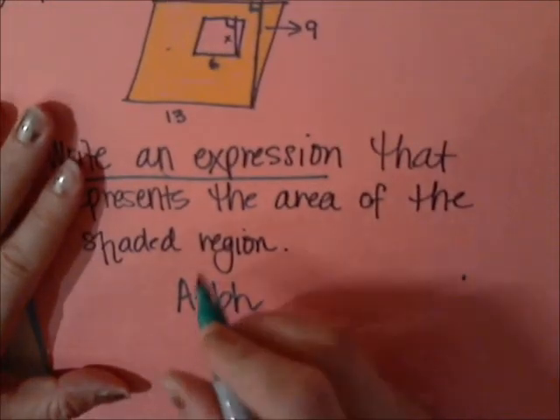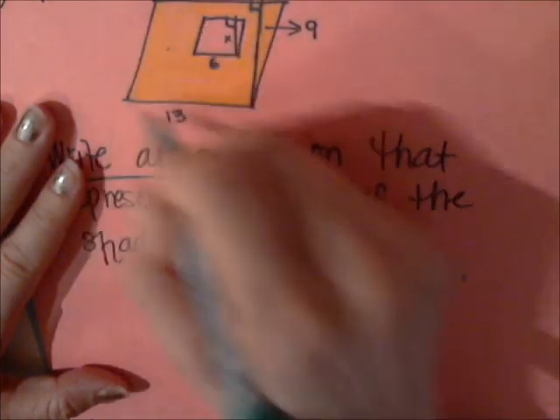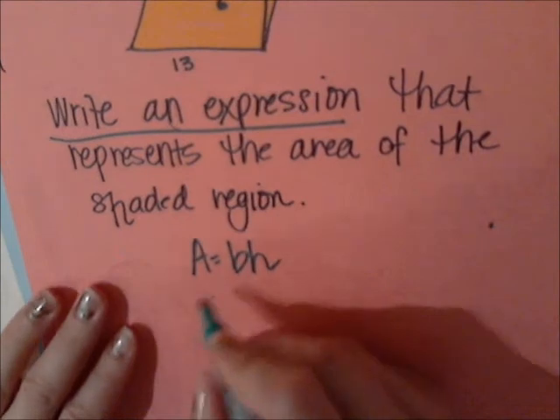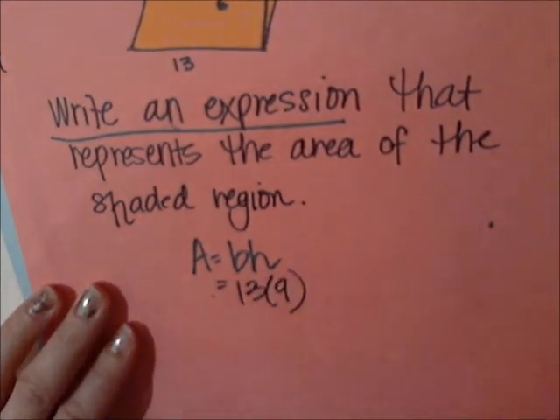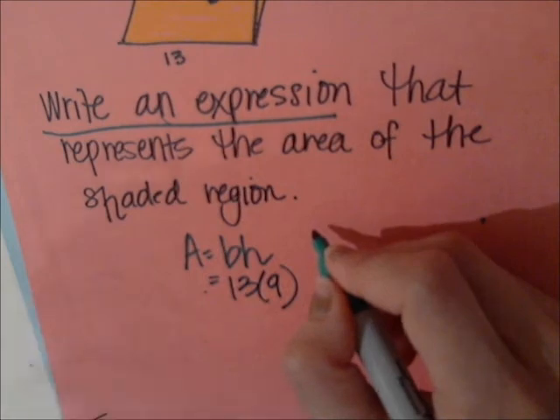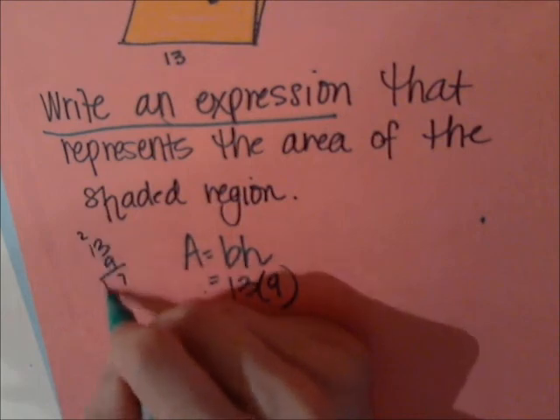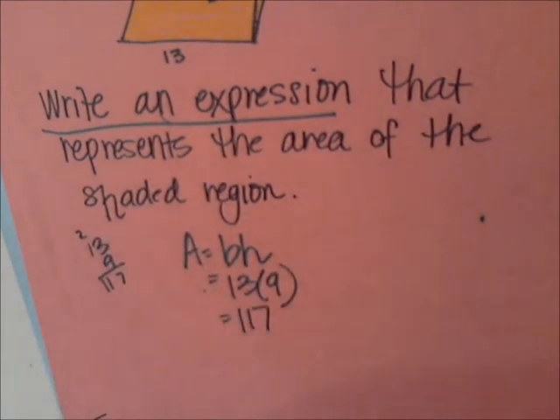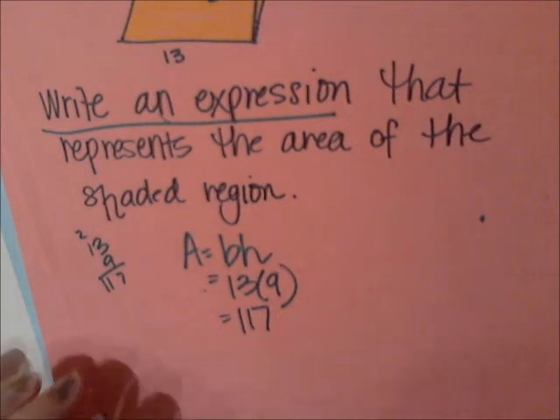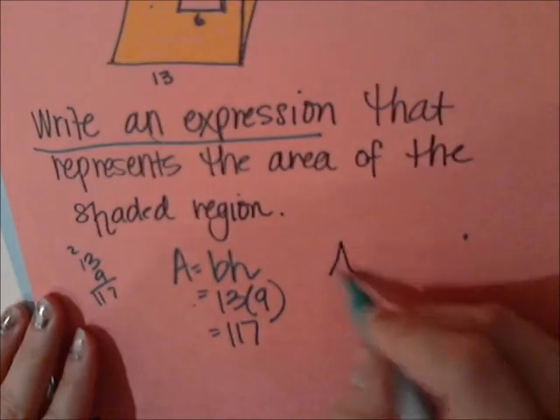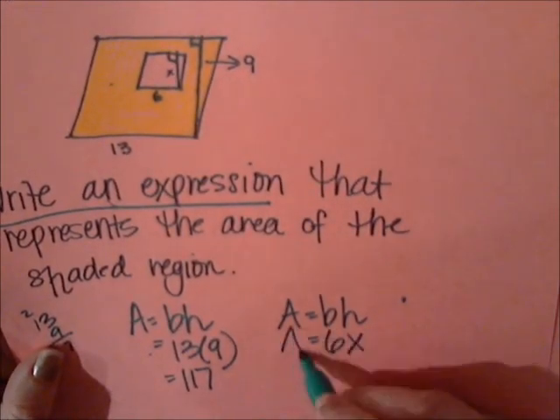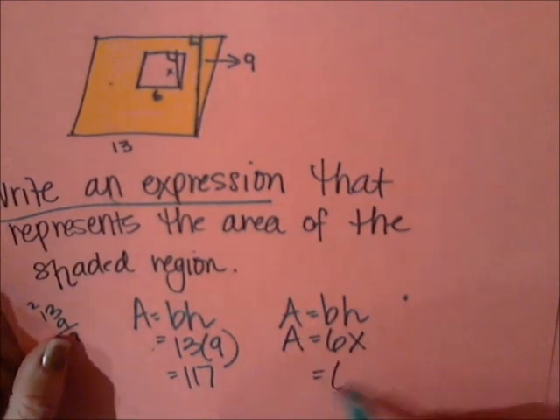I'm going to find the area of the big guy first. 13 times 9 is going to be 117. Is that true? Yes. And then I'm going to find the area of the small guy, which is base times height, which is 6 times x. So the base is 6 times x. A equals 6x. Okay, so my answer is 6x.